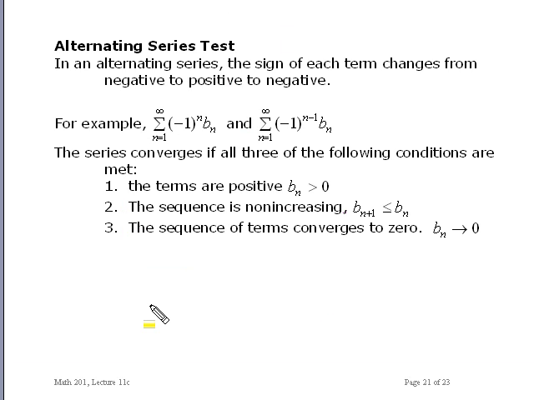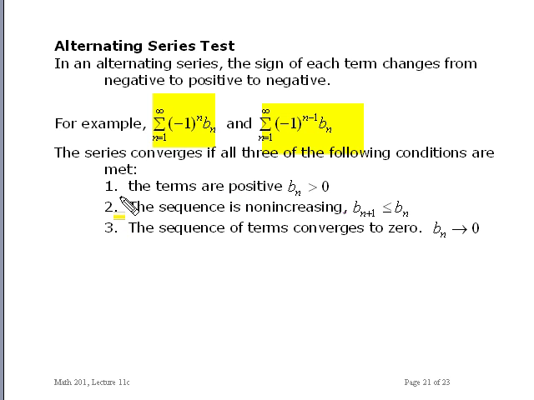Here's the alternating series test. Now this is applied to a series in which the terms alternate in sign. Plus, minus, etc. All right. Here's two examples. Minus 1 to the nth power, that will alternate in sign. Minus 1 to the n minus 1, that alternates in sign as well. It's just that one starts positive, one starts negative.